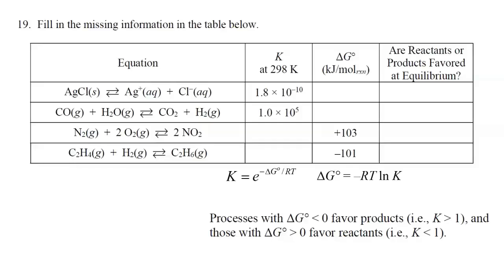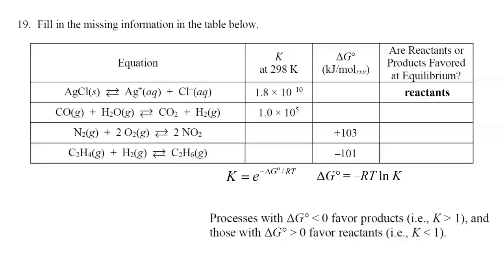So in the first equation that shows the dissolution of solid silver chloride, AgCl, we are given that the value of K at 298 kelvins is a very small number. It's 1.8 times 10 to the negative 10. So since K is less than 1, the reactants are favored at equilibrium. So the AgCl solid is favored.